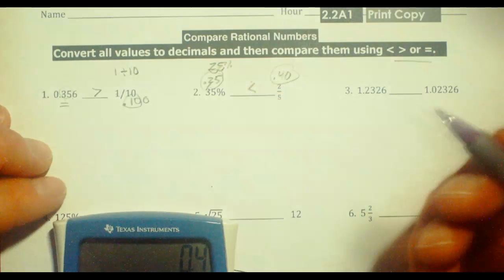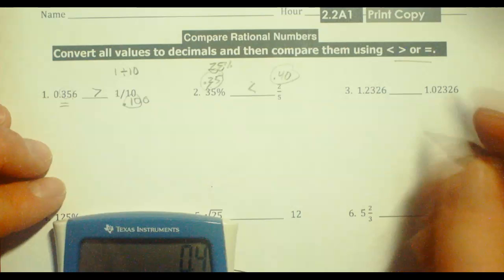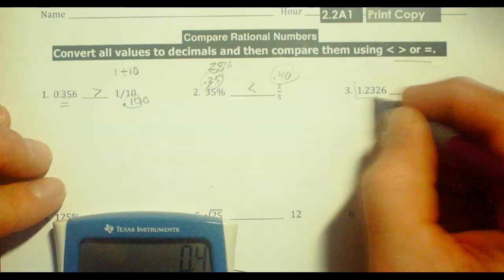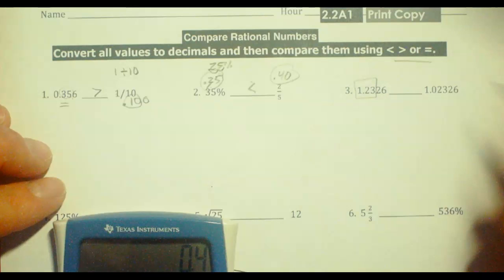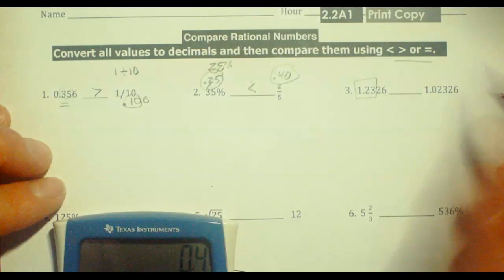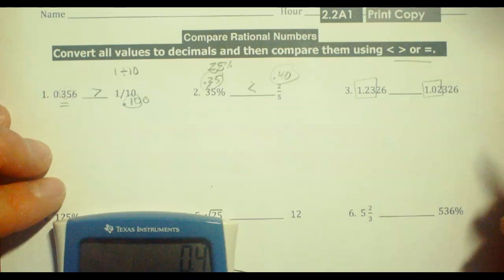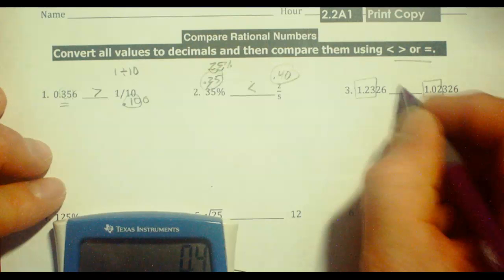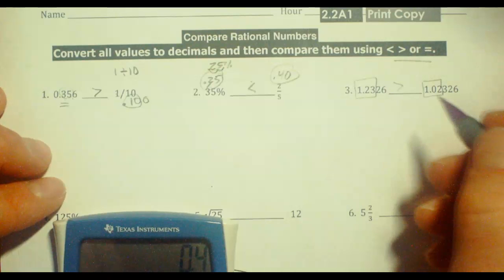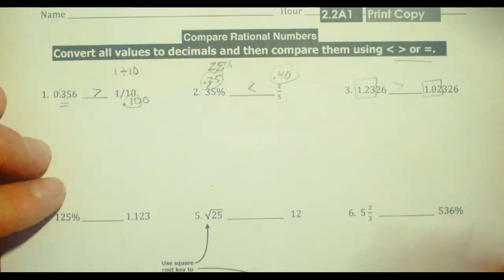All right, so now we've got some bigger numbers here. So let's just think about this as money. Let's just see if we have enough information here. It looks like $1.23 to me, right? Take a look at this one. What does that look like? These are both in decimal form or numeric form. So yeah, this looks like $1.02. This one is bigger.